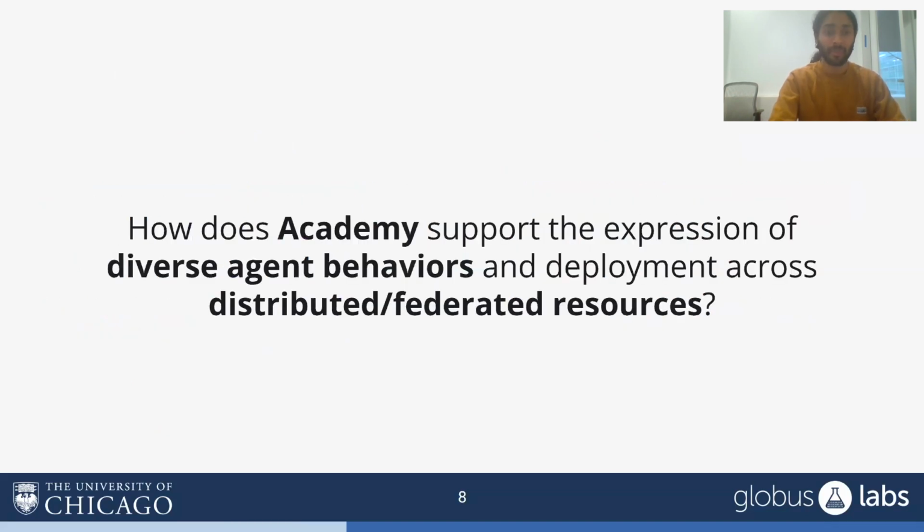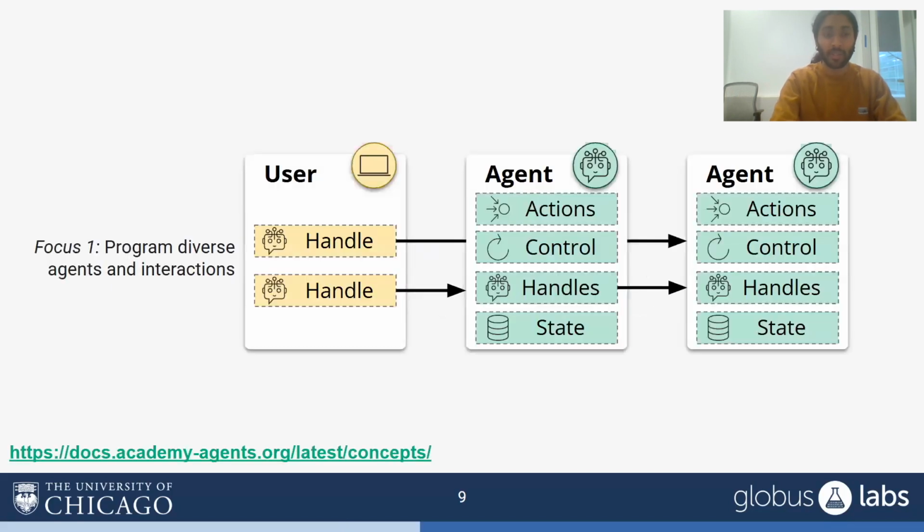So how do we support both these diverse agent behaviors as well as the deployment and management across distributed federated resources? And we do that with a multi-tiered approach. The first focus is we create a simple Pythonic interface in order to program and interact with agents. I'll walk through this in a few slides, but agents are defined as a Python class with specific actions that can be invoked, as well as control loops, which give them autonomy.